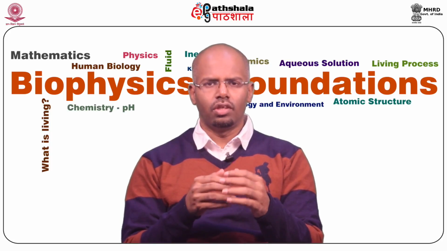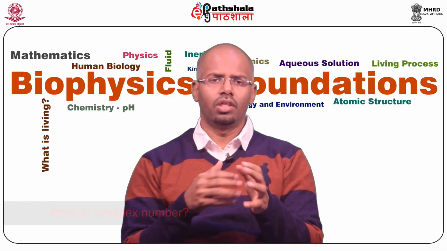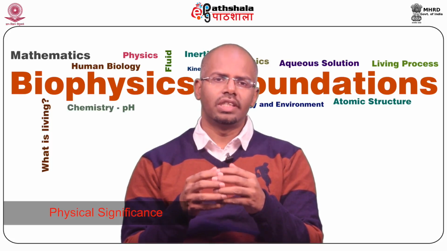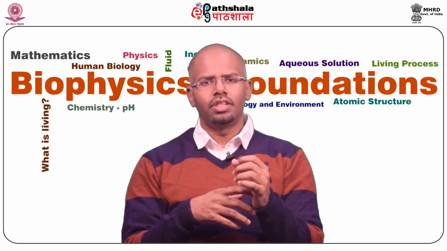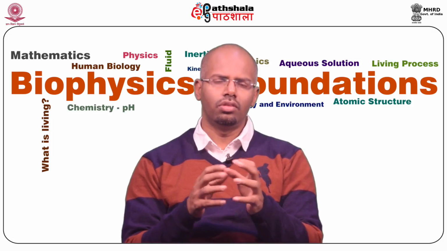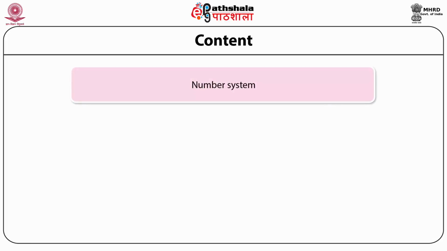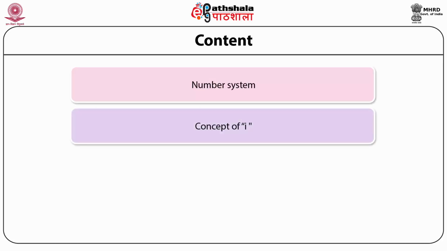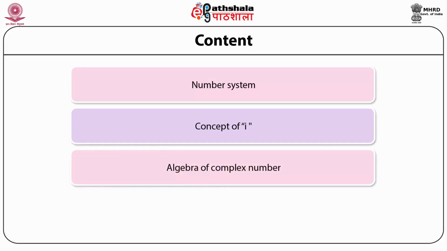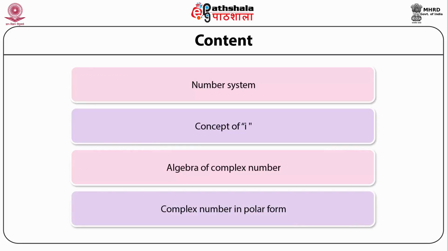So, we will first see what a number system is, then what a complex number system is, and then when to use it, then what its physical significance is, and we will also see a few solved examples related to this topic. Content. The first item is the number system. The second is the concept of I, which is indicated for the imaginary axis. Then we will see how the algebra, the addition, multiplication and all these work for complex numbers, and how a complex number can be written in polar form. These are the four things that we are going to focus on in the content.